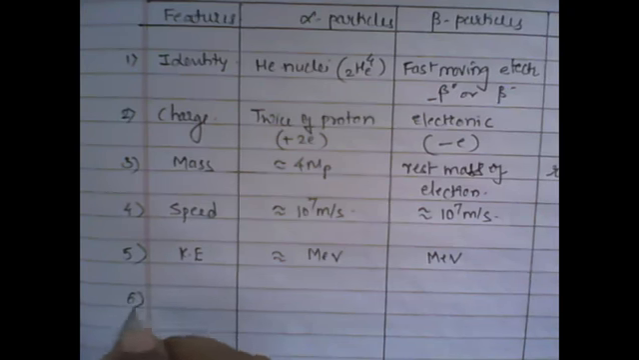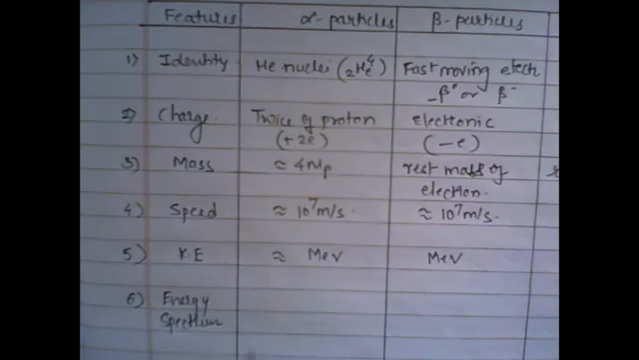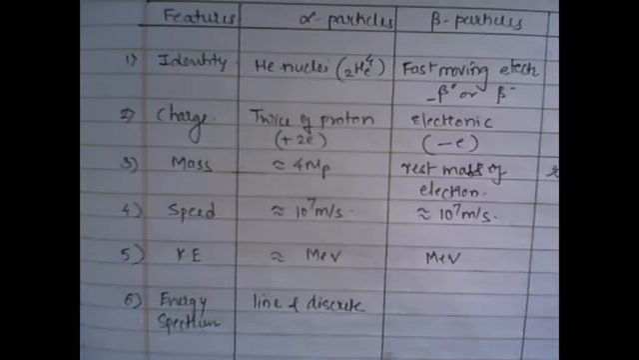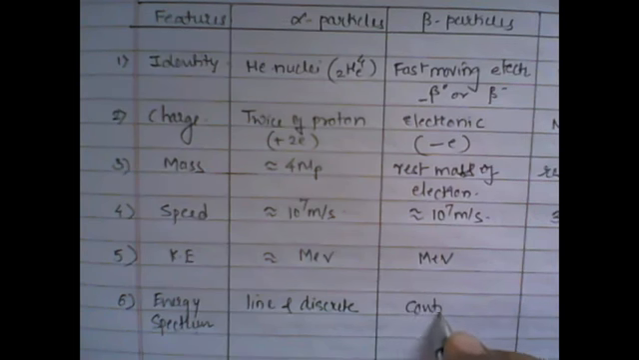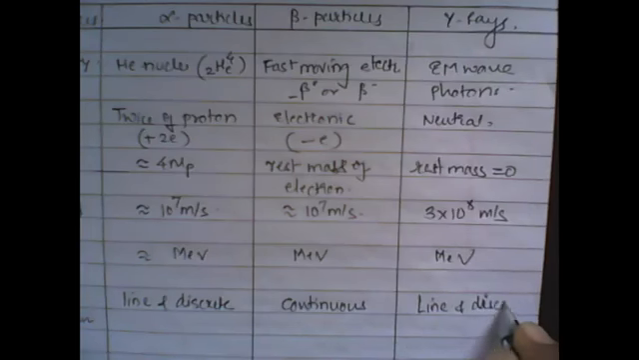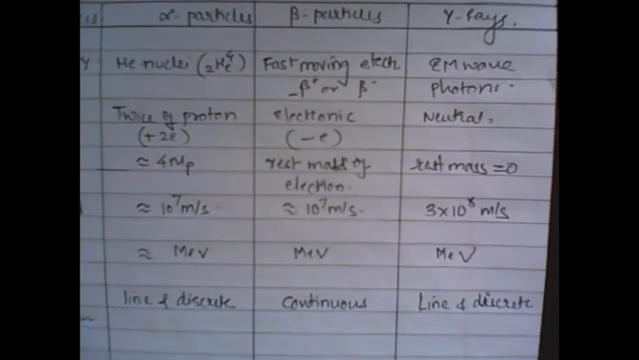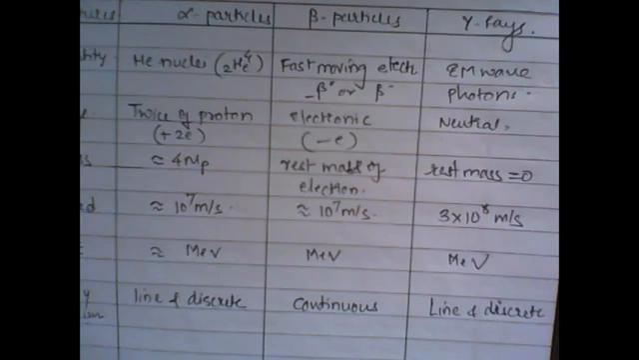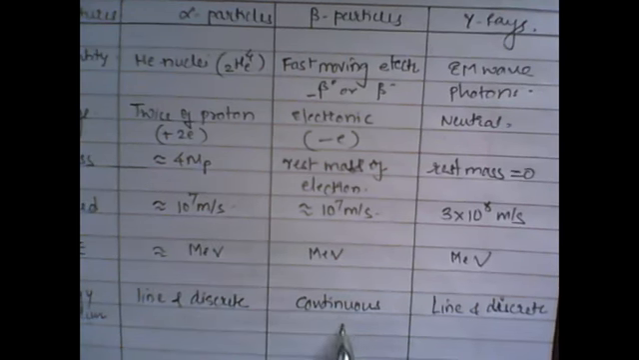Then let us talk about the energy spectrum that we get for these. For alpha it is a line spectrum and discrete. For beta we get a continuous spectrum, and for gamma rays we get a line spectrum and discrete. So we get spectral lines in the case of alpha and gamma rays, but in the case of beta we get a continuous spectrum.